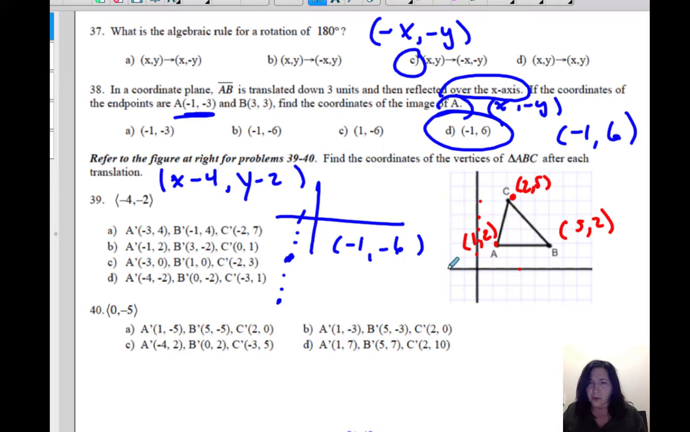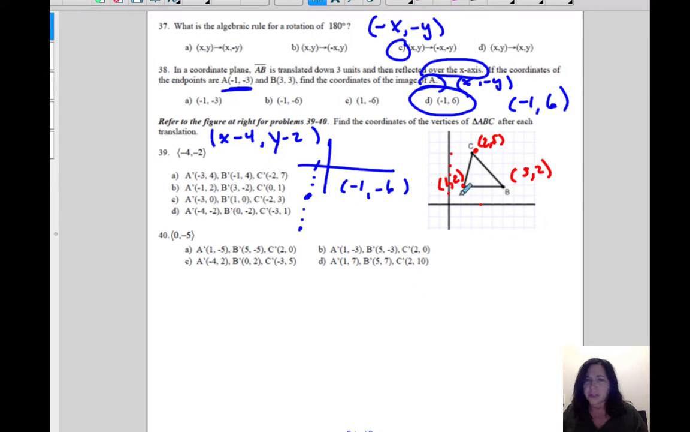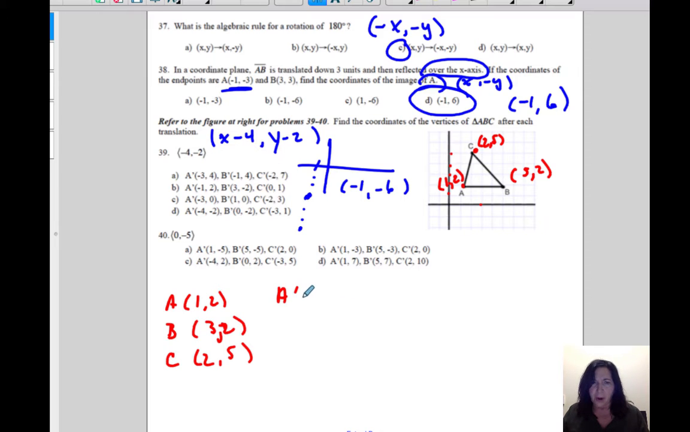subtract 4. So we're going to subtract 4 and then subtract 2. So from x, we're going to subtract 4. So for A, what was that point? 1, 2. So if I started at 1, 2, here's B, and B was 3, 2, and C is 2, 5. So if I were to subtract 4, my new value for A prime is going to be subtract 4. So 1 minus 4 is negative 3. For B prime, if I subtract 4, I get negative 1. 3 minus 4 is negative 1. And for C, subtract 4, I get 2 minus 4, which is negative 2.